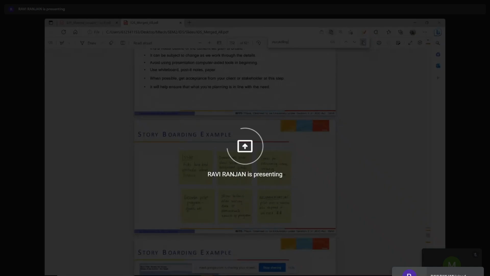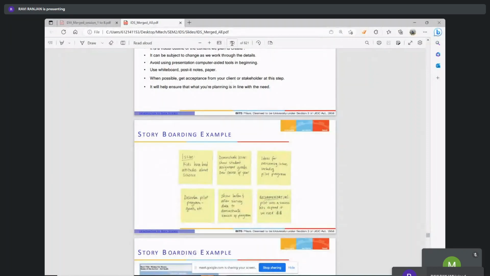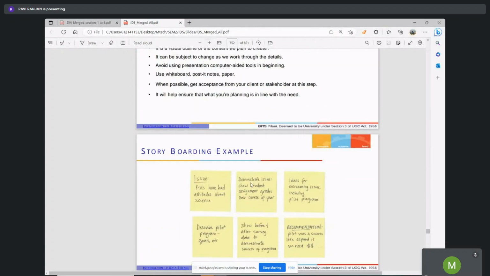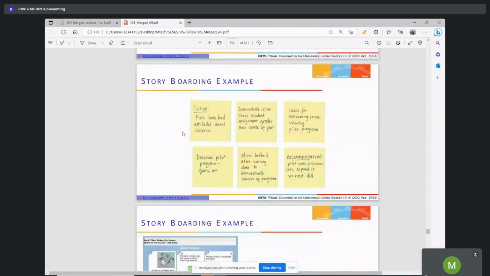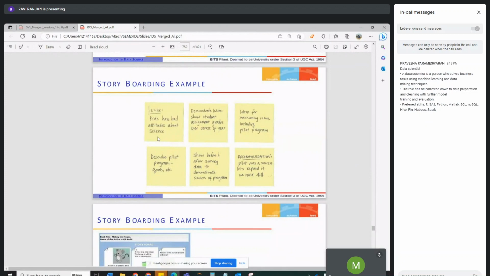So this is a merged PDF, page number 752. Here you can see they're talking about six stories that we have to put. So I think this is the way we have to start the storytelling, talking about the issue first: what is the issue or problem we are trying to solve? You have to demonstrate the issue, and ideas for overcoming or solving the problem, whatever ideas you want to implement.